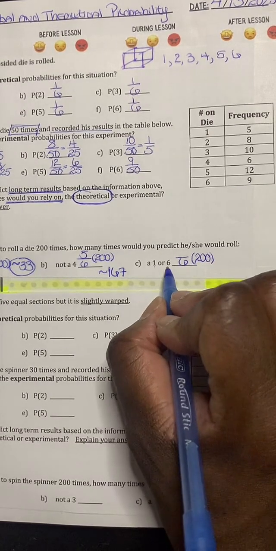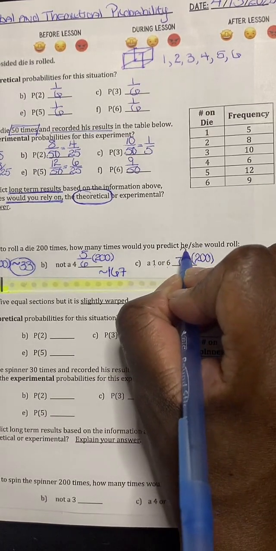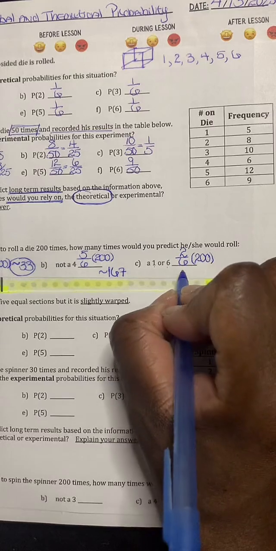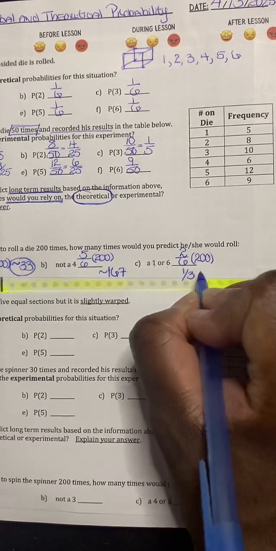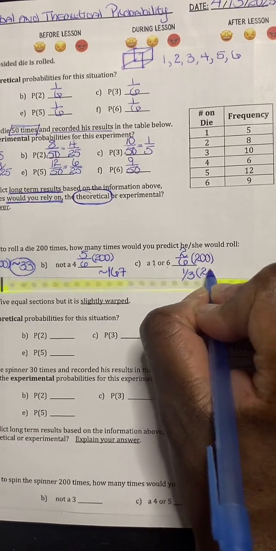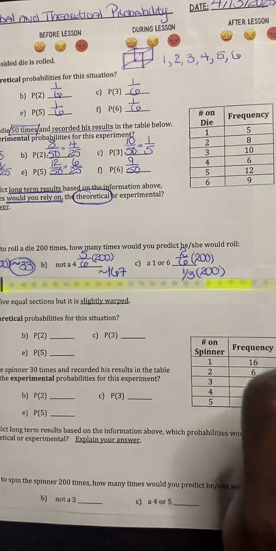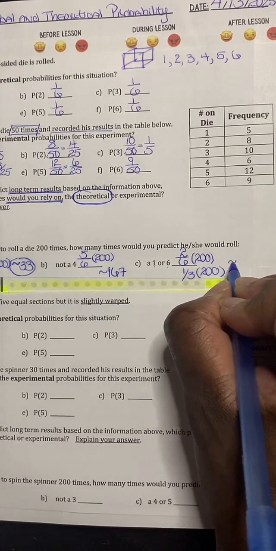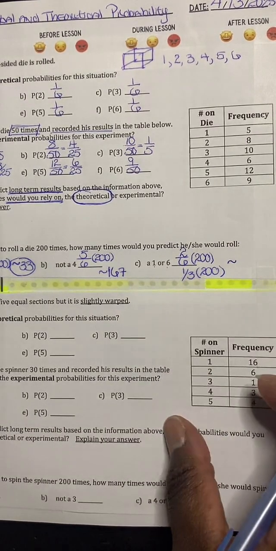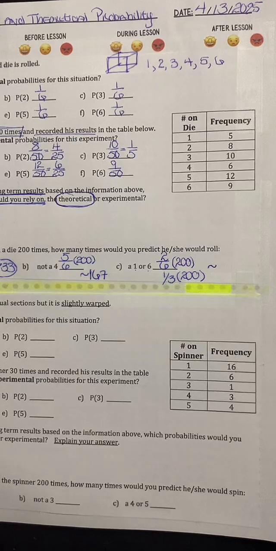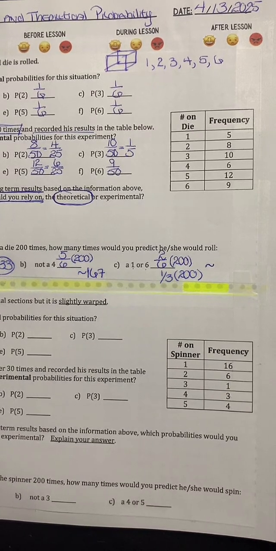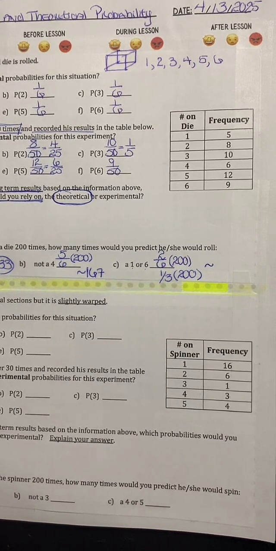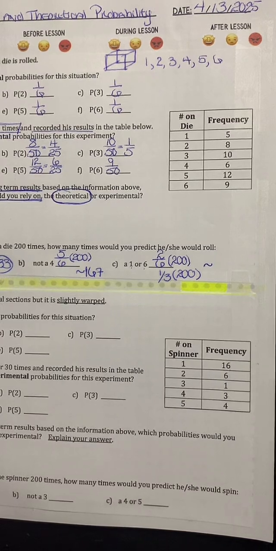So for us to get a 1 or a 6, that's going to be 2 out of 6. Or we can reduce it to 1/3. And then since it was rolled 200 times, it's going to be roughly about what? Yes, so 200 divided by 3. That's correct, H. What would that be, roughly? It's like 60 something.